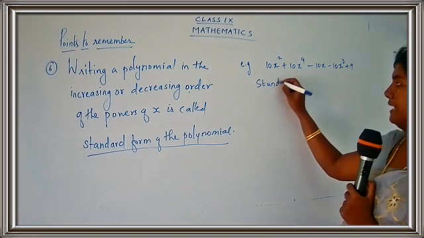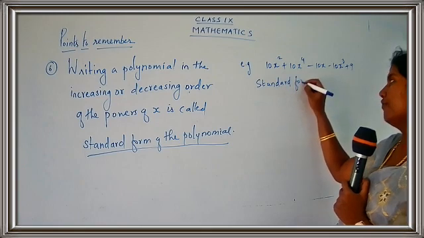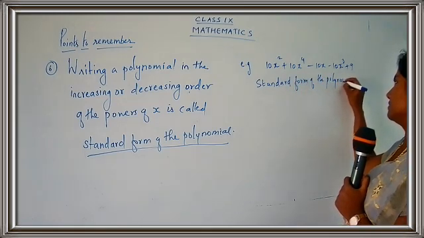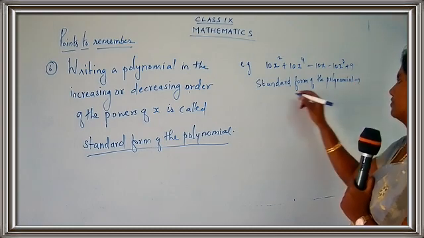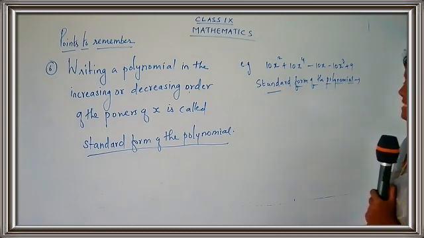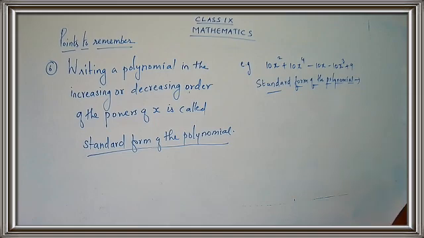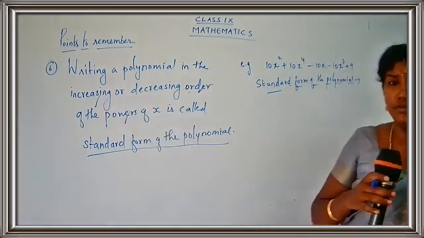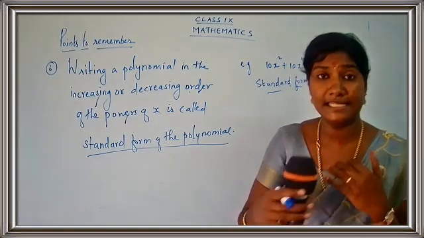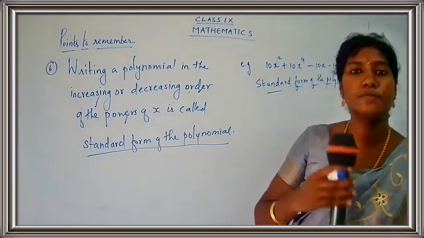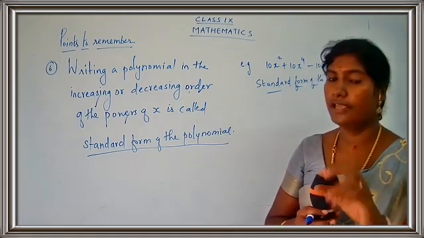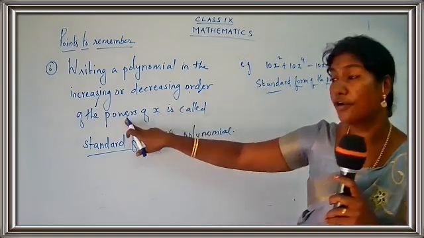So give the heading as standard form of the polynomial. Let's see how to write the standard form. First of all, I'm going to go for the increasing order of the powers. We have already studied ascending and descending order. Increasing order means from small to big, and we are going to consider the order of the powers.